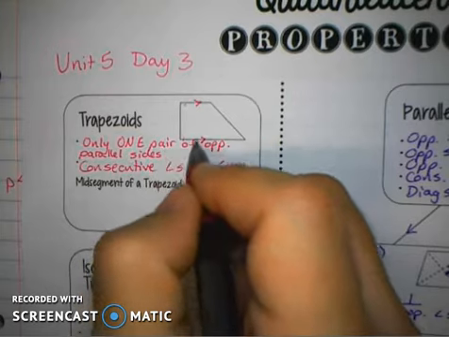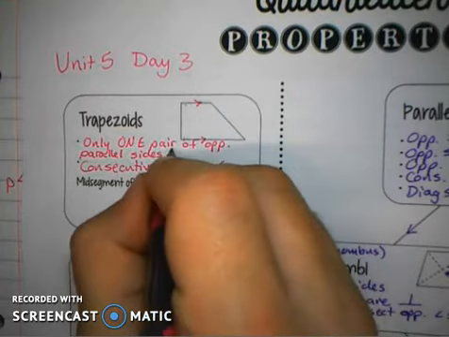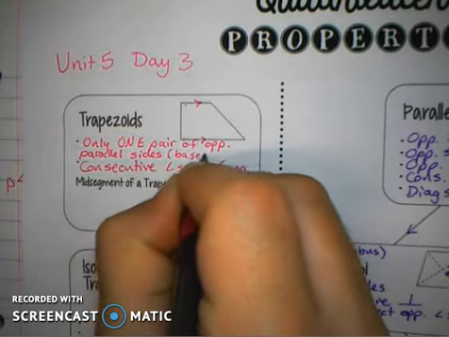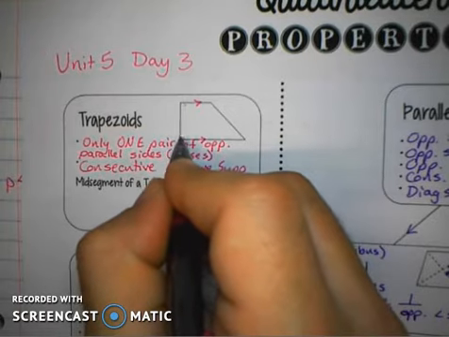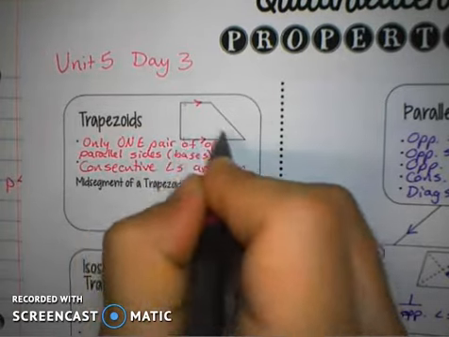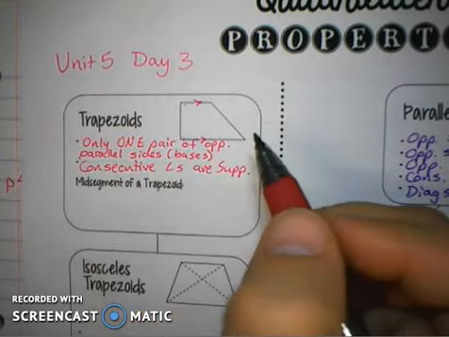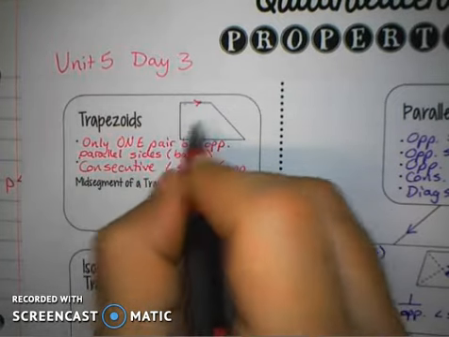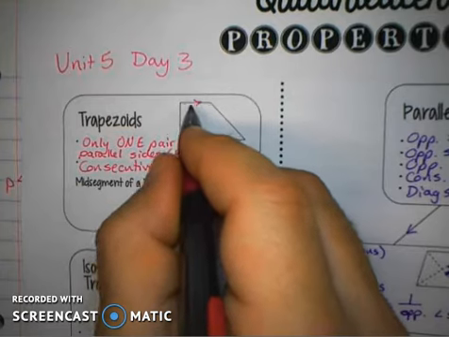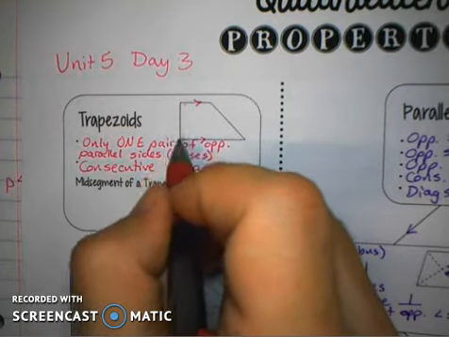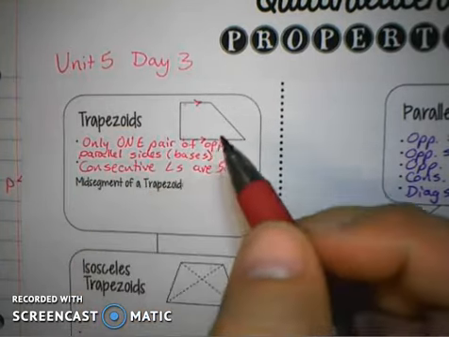Now, the sides that we know to be parallel are called bases. So these are base angles here and here, and base angles here and here. So these two base angles are supplementary, and these two are supplementary. And it just works the same as our consecutive interior angles theorem from Unit 3.